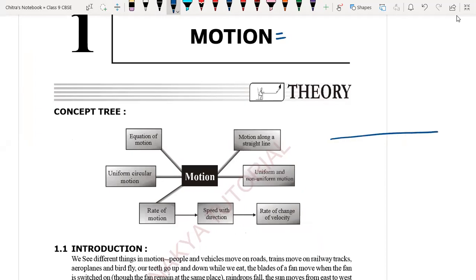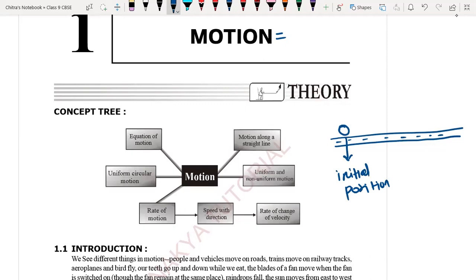Suppose here we have the road. Okay, the road is like this. And here we have any object. So this is the initial position, we can say.